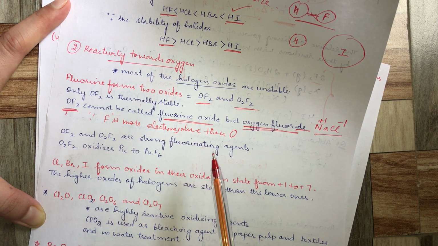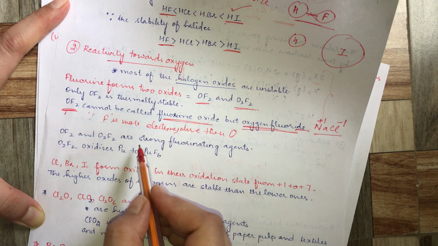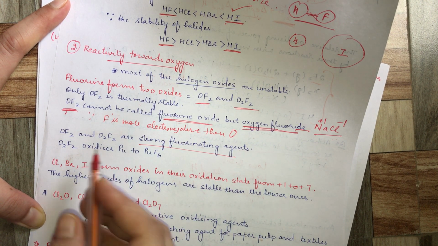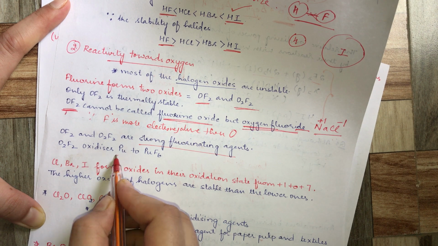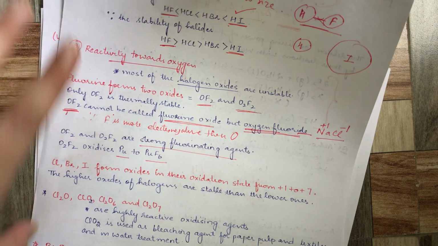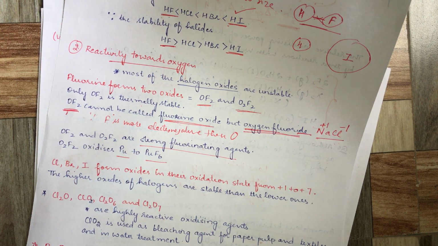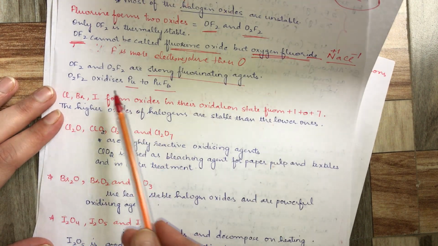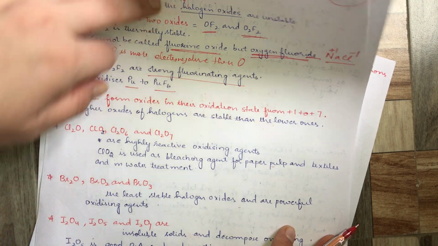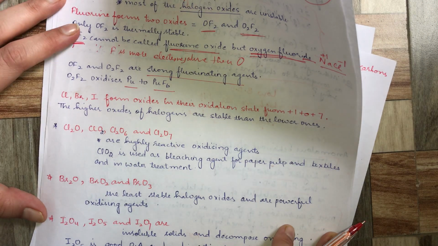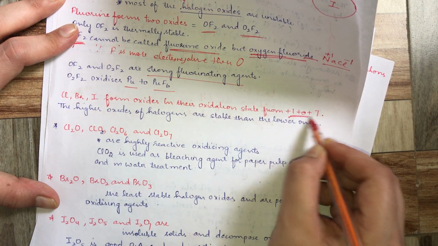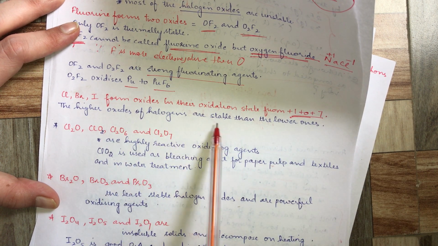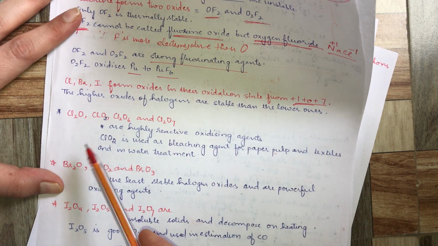Since these are unstable, they are strong fluorinating agents, meaning they provide fluorine. O2F2 oxidizes Pu to PuF6, meaning it provides Pu with fluorine. Now, chlorine, bromine and iodine form oxides in oxidation states from +1 to +7. The higher oxides of halogens are more stable than the lower ones.